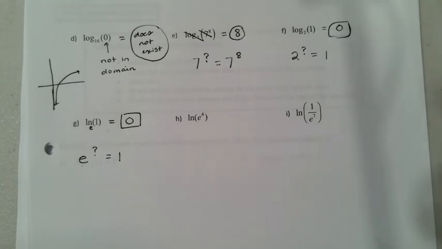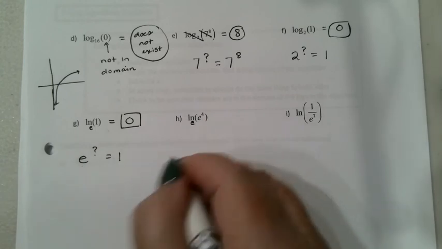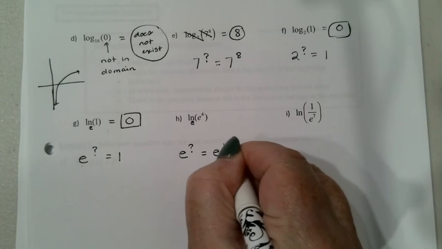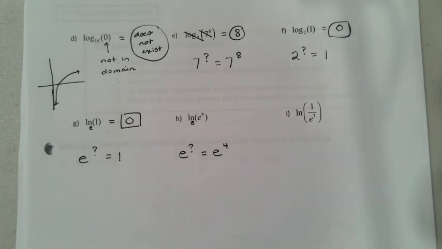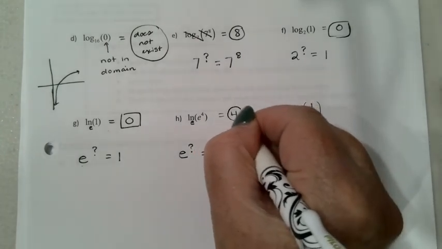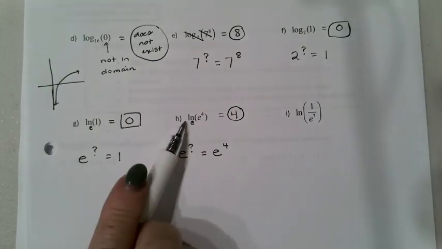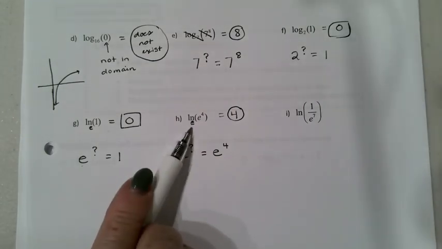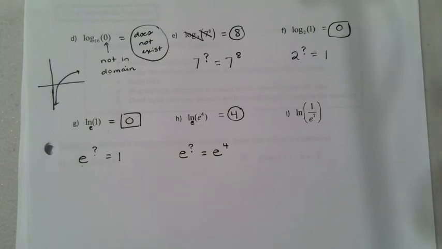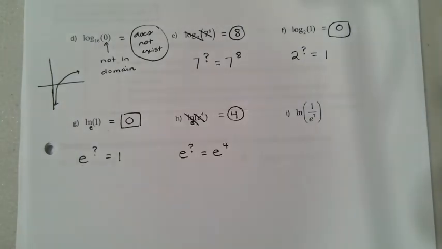The natural log of e to the 4th. Again, that's really a base e. So what I'm saying is e to what power equals e to the 4th power. And clearly that would have to be 4. This, by the way, is another example of inverse functions. Since the natural log is the log base e, it's the inverse of the exponential function base e. And you can just think do and undo, which would have left us the 4 that way also.